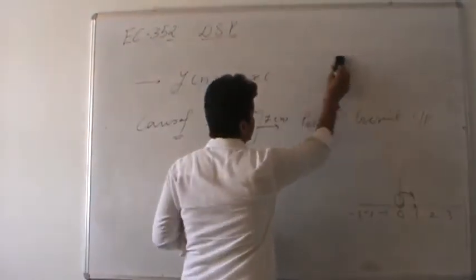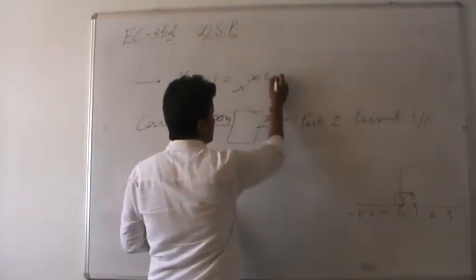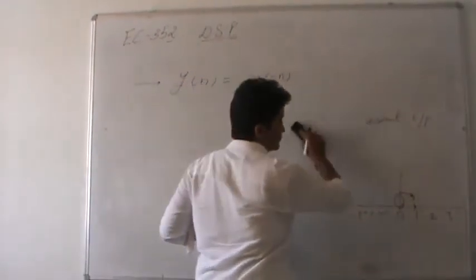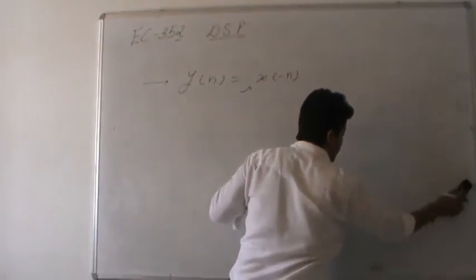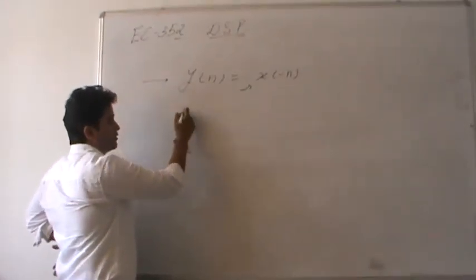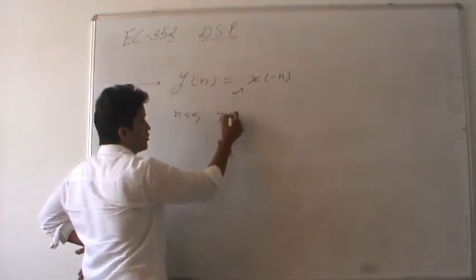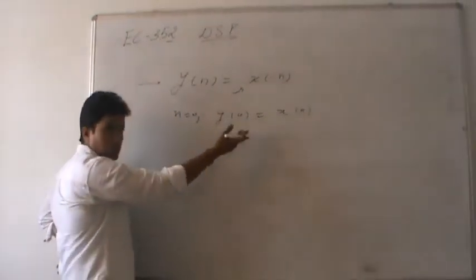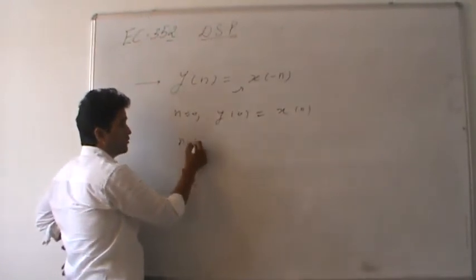Suppose the system is like y of n equal to x of minus n. Now this one is interesting. A popular problem you will find many times in competitive exams as well. Very simple problem. y of n equal to x of minus n. Take n equal to 0. y of 0 is equal to x of 0. Alright, causal. You take n equal to 1.